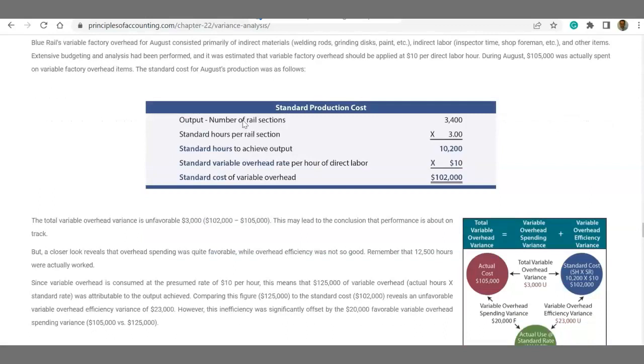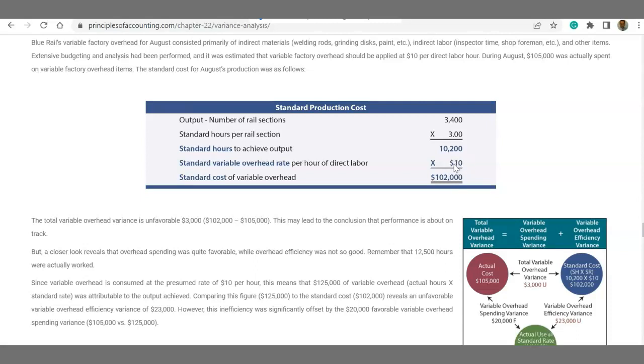It says number of rail sections output is 3,400 sections of rail. Standard hours per rail section is 3 hours, and you use standard labor of 10,200 labor hours standard. And based on the predetermined overhead rate per direct labor hour, you have that $10 already calculated previously, and you remember how to calculate that $10, right?